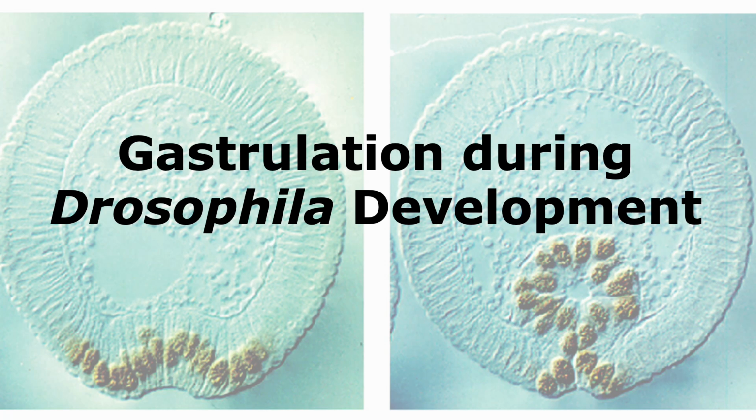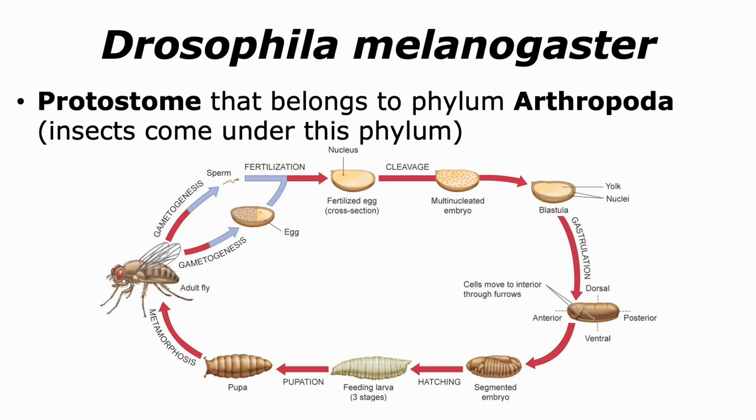Welcome to the development of Drosophila module. In this talk, we're going to learn about gastrulation. Drosophila is a protostome that belongs to the phylum Arthropoda. All insects and arachnids come under this phylum.